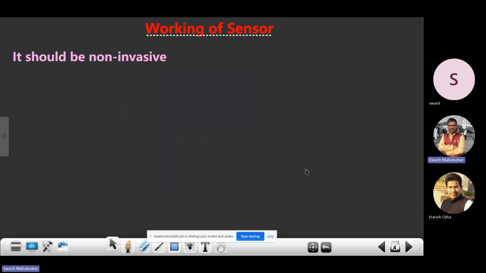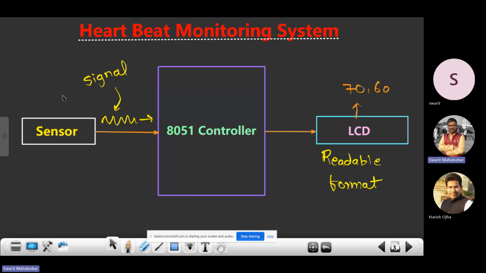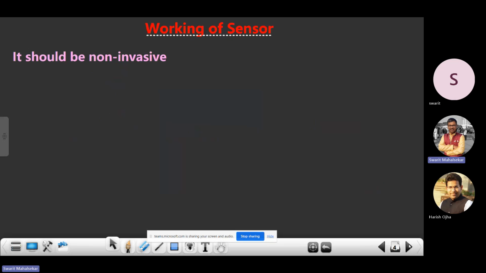Now we'll focus on each and every block that is present over here. First we'll focus upon the sensor, its working. But before that, I would like to ask you this question: what sensor are we going to use? I'll give you a hint: it should be non-invasive. I believe you all know the meaning of non-invasive, right?